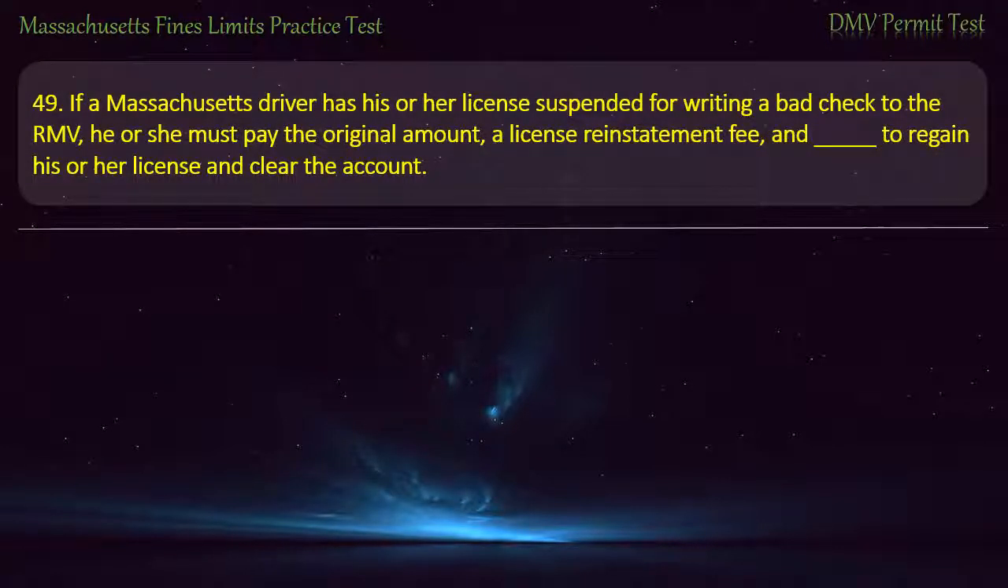Question 49. If a Massachusetts driver has his or her license suspended for writing a bad check to the RMV, he or she must pay the original amount, a license reinstatement fee, and to regain his or her license and clear the account. $15, $50, $20, $10. Answer: $15.